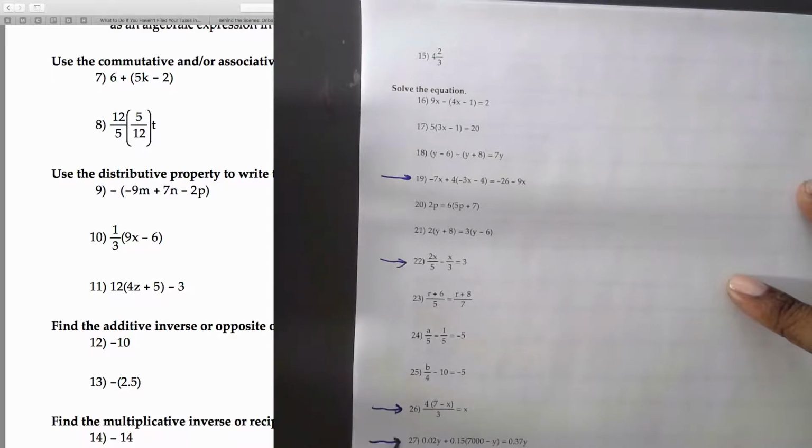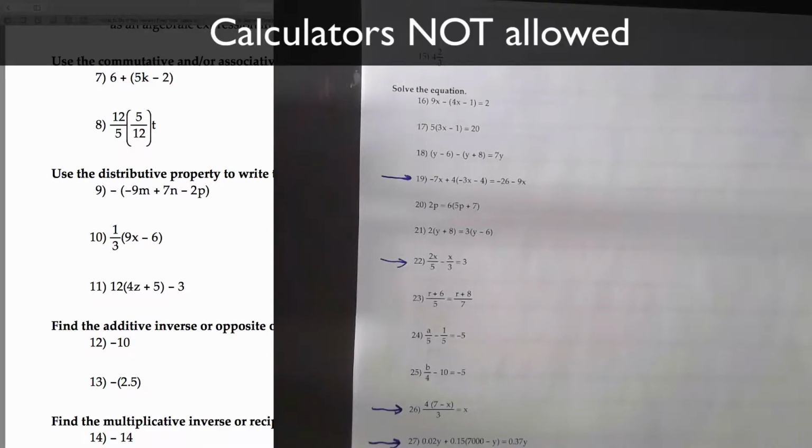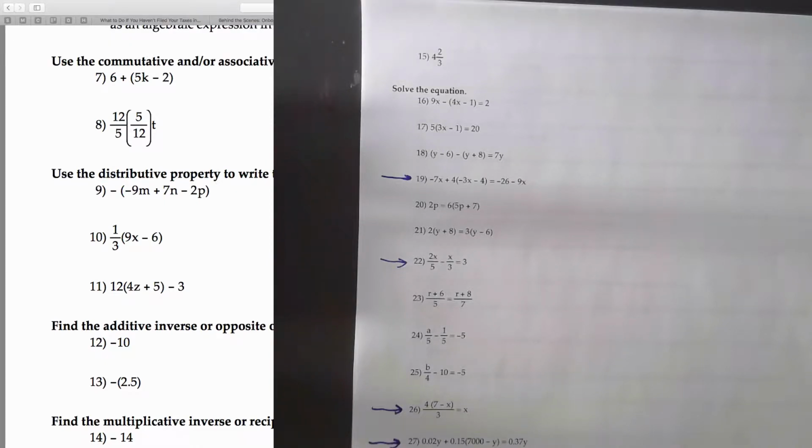Let's do 27. All right, so you're not able to use calculators on the test. Calculators are not allowed, so you will have to practice. I would definitely take this test before the actual test day. Do not wait till Saturday, the day of the test, to take it, because your brain doesn't have time to apply and assimilate the information. So you want to take it the day before or a couple days before if you can.